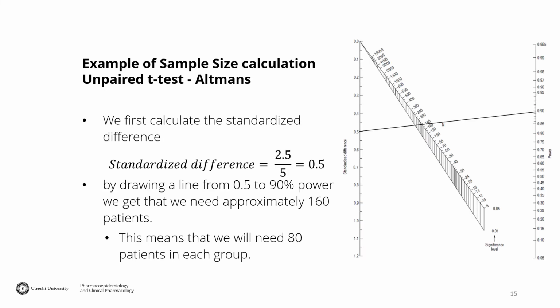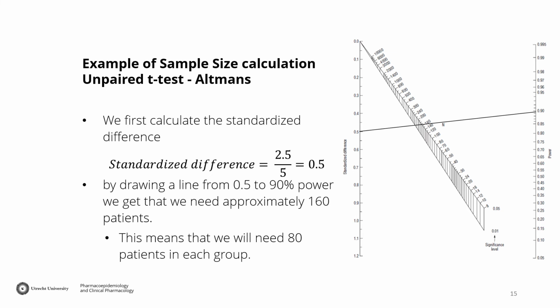First off, we try to use the Altman's nomogram to do this. We calculate the standardized difference first. We said that we had 2.5 days, which was the minimum clinically important difference that we want to see, and below that, we have the 5 days standard deviation. This then turns out to be a standardized difference of 0.5.